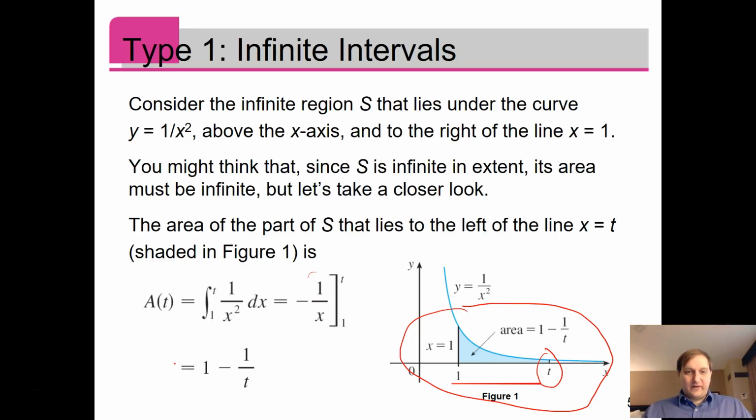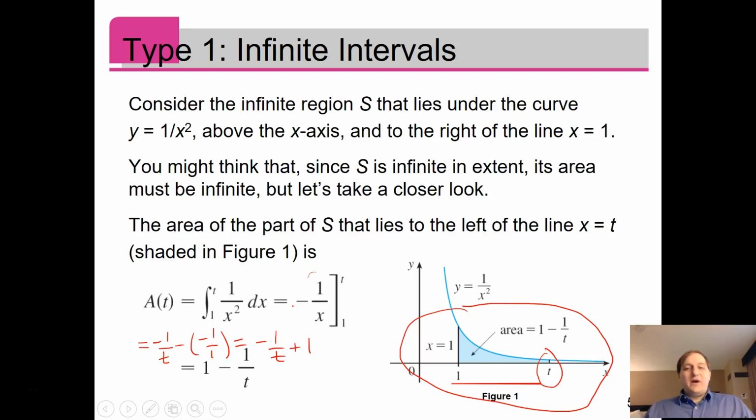Now they skipped a step here, so I'm going to put in that missing step. This equals negative 1 over t minus negative 1 over 1. So that's negative 1 over t plus 1, which they rearranged as 1 minus 1 over t. Let's notice that this gives us a function in terms of t. For any value of t, I can find the area as long as t is greater than or equal to 1. That looks pretty good.